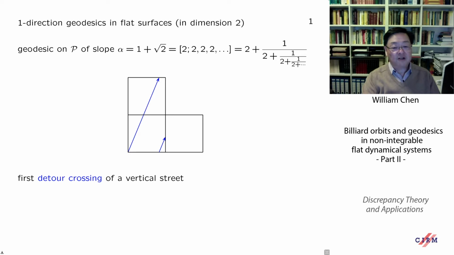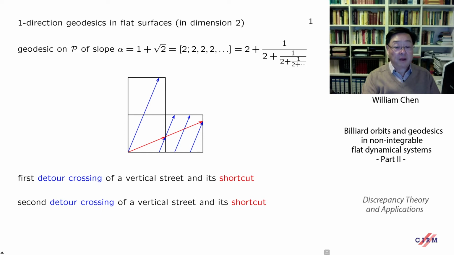This is the first D2 crossing of a vertical street. Remember, in this case, the vertical street is made up of the 2 squares on the left. And the D2 crossing is the inefficient way of crossing the street from left to right. The shortcut, which is in red, is a much more efficient way of doing it. Then we have the second D2 crossing and the second shortcut.